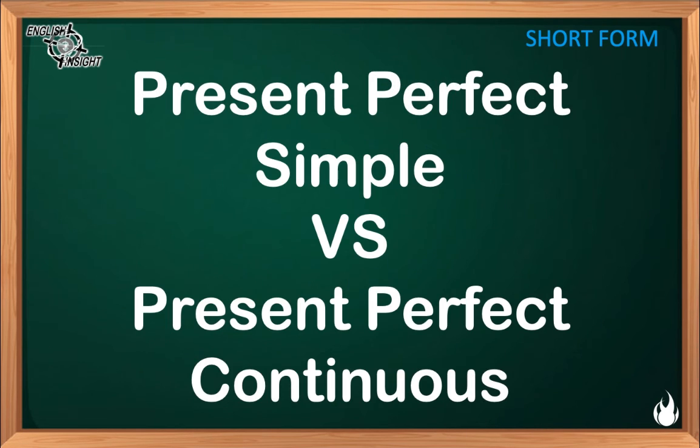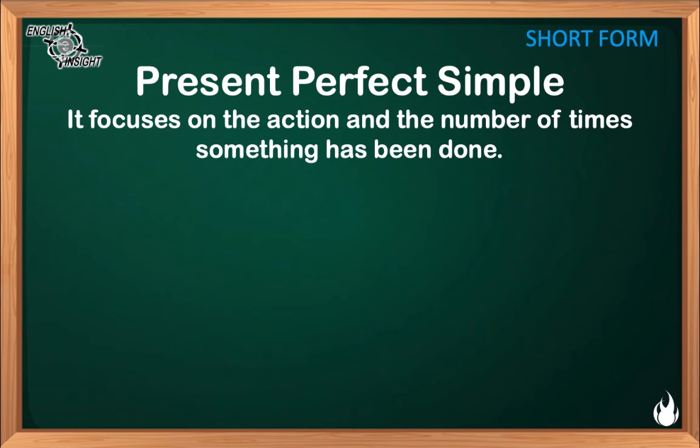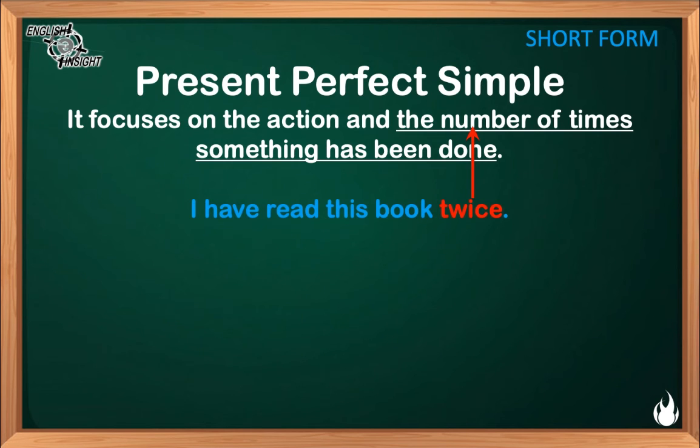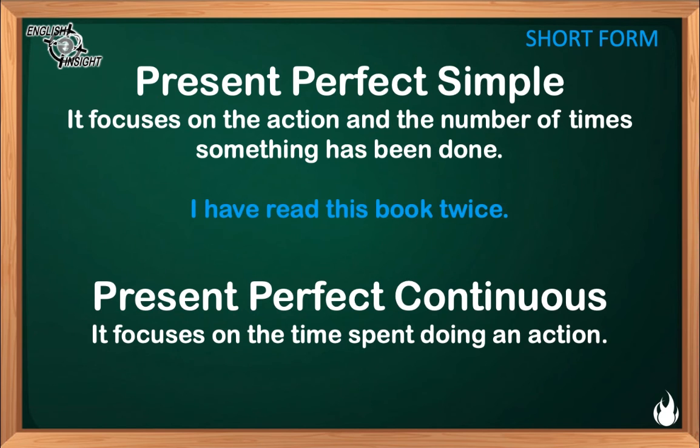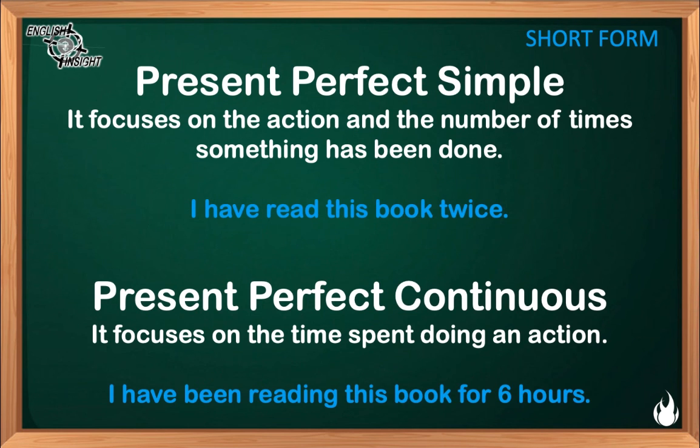Let's check the different uses between the present perfect simple and present perfect continuous. On the one hand, the present perfect simple focuses on the action and the number of times something has been done. For example, I have read this book twice. It focuses on the action read and the number of times, in this case, twice. On the other hand, the present perfect continuous focuses on the time spent doing an action. For example, I have been reading this book for 6 hours. This sentence highlights the quantity of time rather than the number of times, in this particular case, 6 hours.